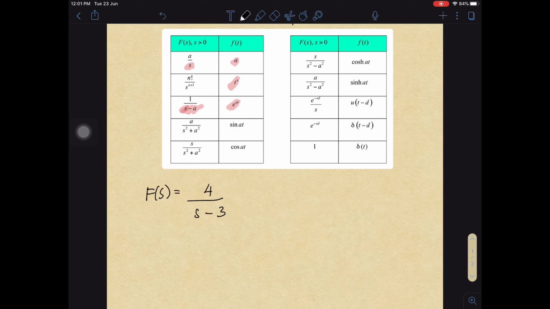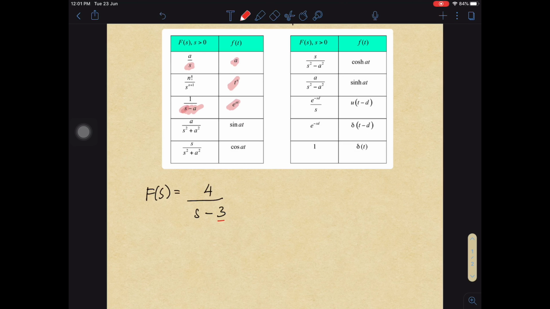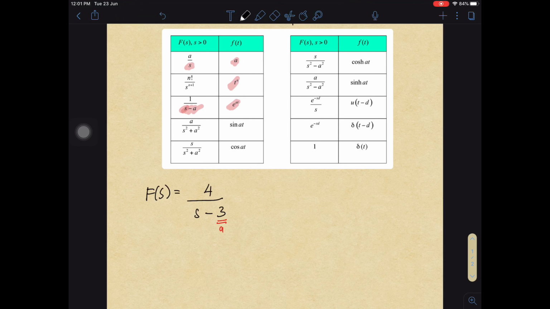So you need to know which one is your a. If you compare with the table here, your a is here. 3 is your a. Therefore, you can write the function f(t) for this Laplace transformation equal to e to the power of at. But you have a constant m in front. So how to find the constant m in front here?